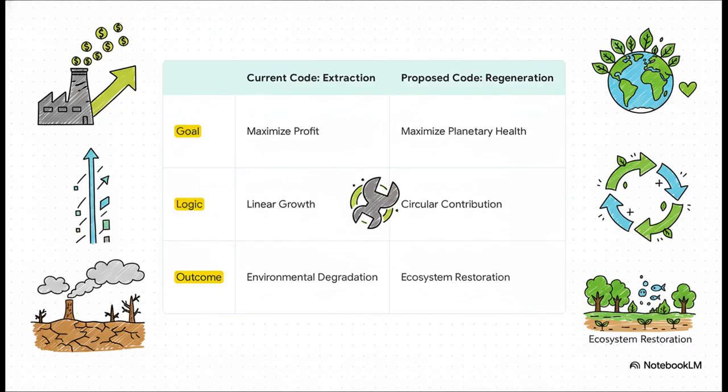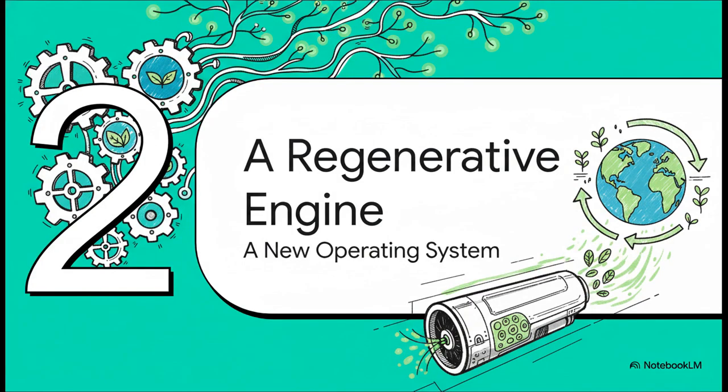But what if we just rewrote that code? Imagine a system where the goal isn't profit, but maximizing planetary health, where the logic isn't linear, but circular. The outcome? Ecosystem restoration.